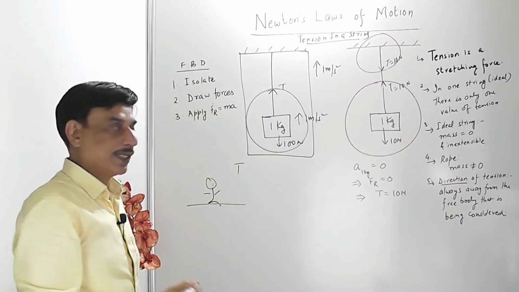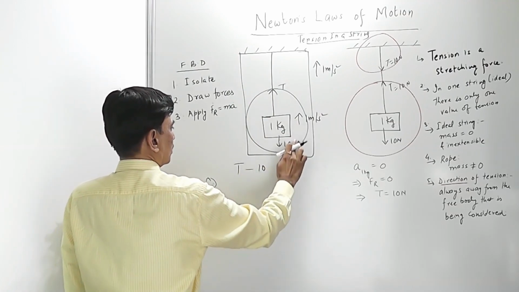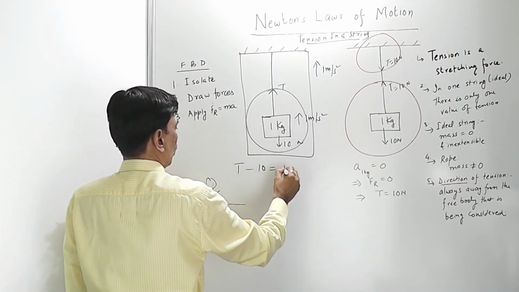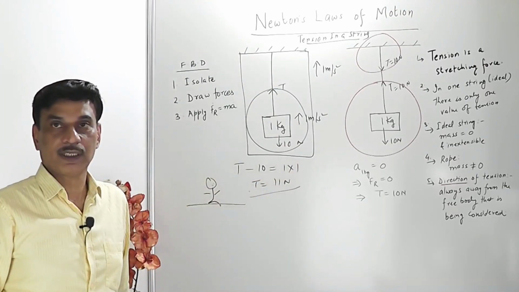So what we shall be doing is upward forces minus downward forces. T minus 10 Newton is equal to mass 1 into 1. So T comes out to be 11 Newton. Tension comes out to be 11 Newton.